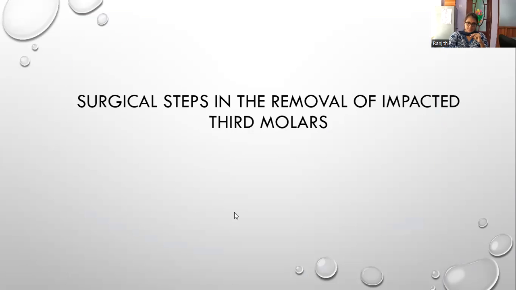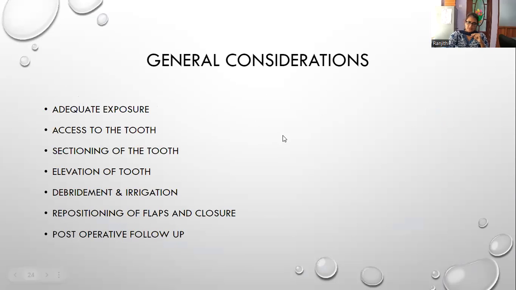Coming to the surgical steps in the removal of impacted teeth. The general considerations are adequate exposure, access to the tooth, sectioning of the tooth if required, elevation of the tooth, debridement and irrigation, repositioning of the flaps and closure, and post-operative follow-up.